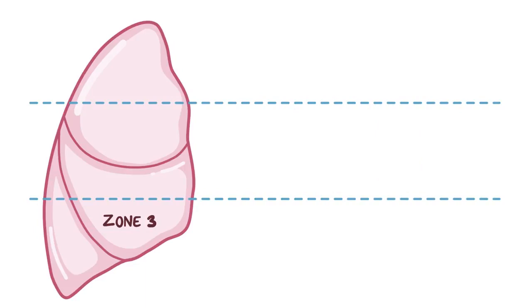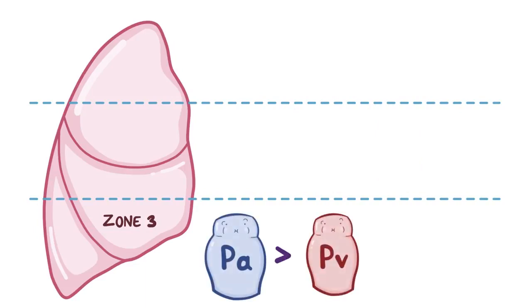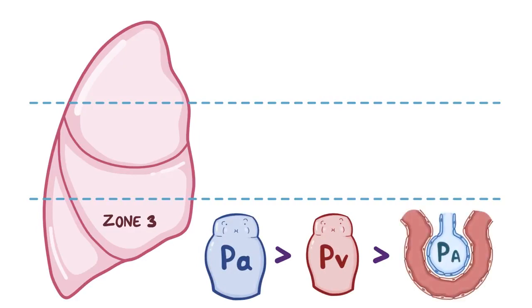In zone 3, at the base of the lungs, pressure in the arterioles is higher than in the venules, but both are higher than the pressure in the alveoli. In zone 3, blood flows through the capillaries because of the pressure difference between pressure in the arterioles and pressure in the venules. Now, even though the pressure in the arterioles and venules exceeds the pressure in the adjacent alveoli, the protein and cells that make up the walls of the alveoli are strong enough to resist collapsing.